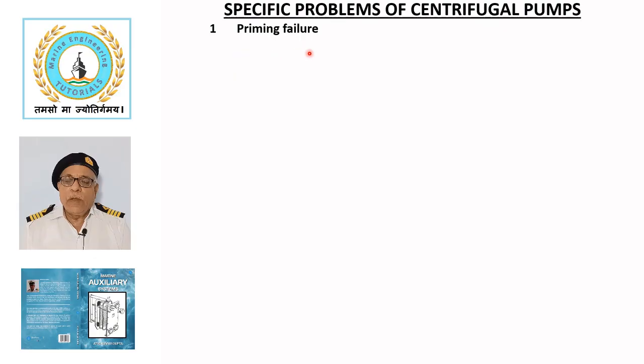Priming failure. As centrifugal pumps can't handle vapors, it becomes a major drawback with them in comparison to other types of pumps. Priming failure is caused by lack of NPSH availability, which may be due to high frictional resistance or high velocity of the liquid in suction pipe or high vapor pressure of the liquid.